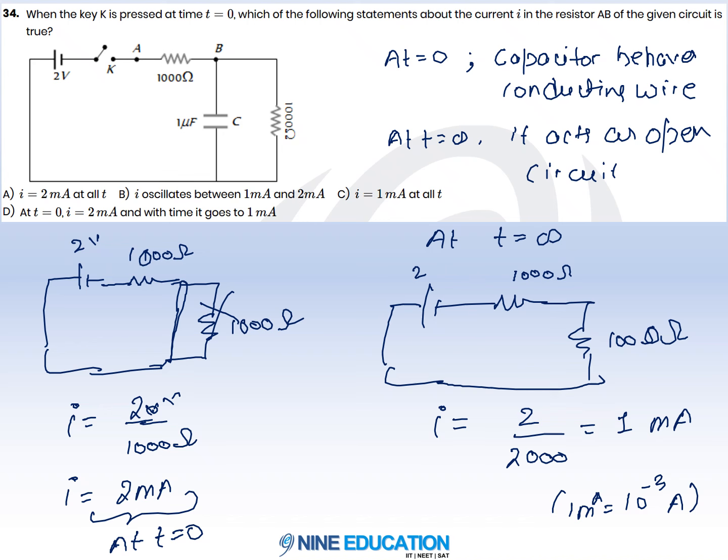At t equals to, no, this is not a correct answer because I is varying. I is not oscillating, its value will decrease. I is 1 mA, no, it is also not correct. At t equals to 0, I is 2 ampere, yes, it is correct from this option, and with time it goes finally to 1 ampere. So this is the correct option.